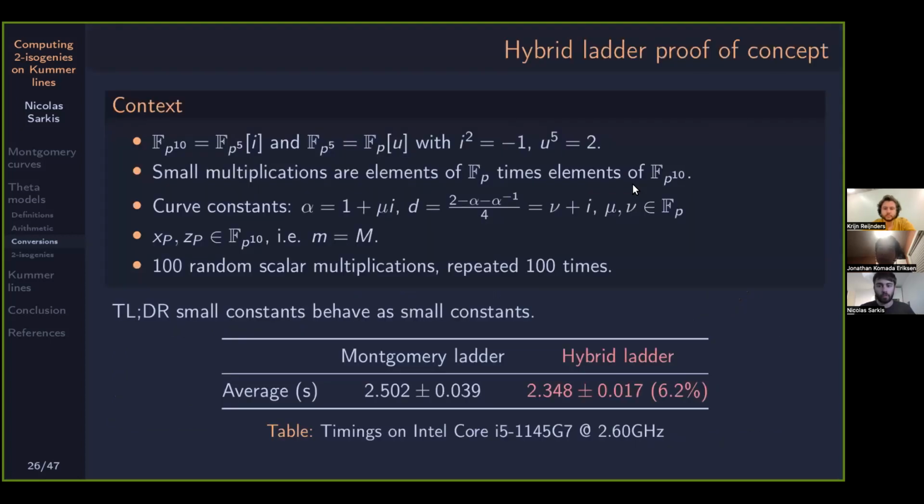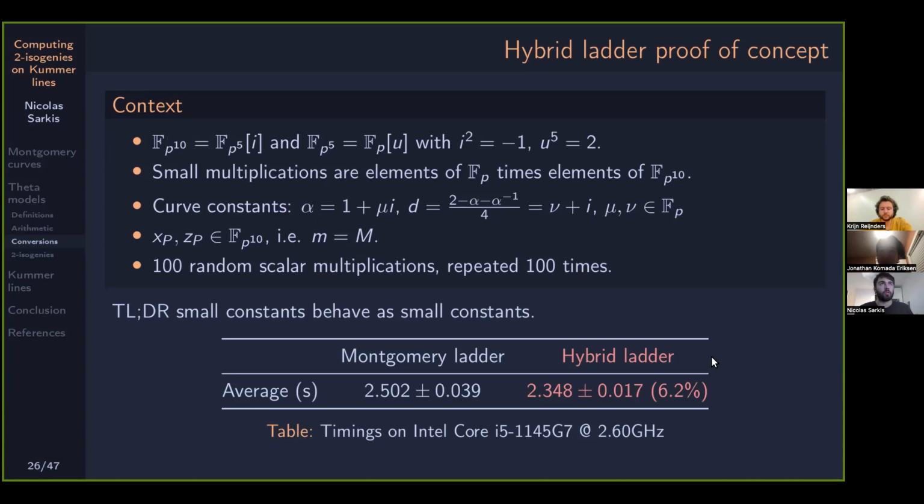And we have a proof of concept. I won't detail the context. The idea of the context is just that we wanted small constants on our curve, so we did something that enabled us to simulate small constants to get our results. And what we got is that the hybrid ladder got around 6% faster than the Montgomery ladder, so it should work. It's a proof of concept because it's not the usual context, but it should work at least.